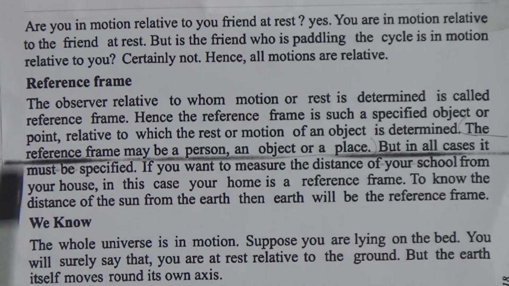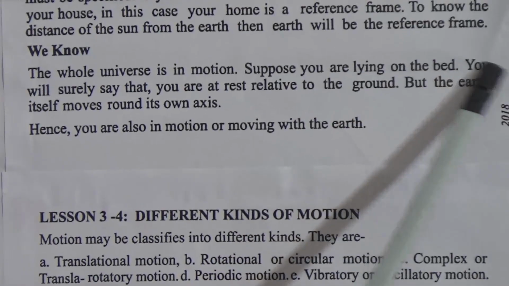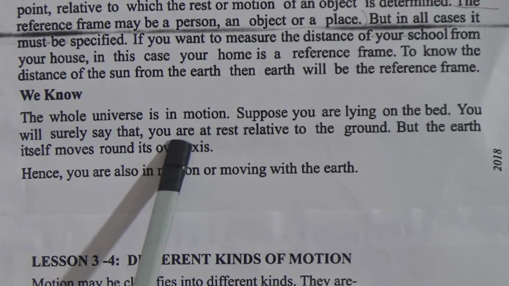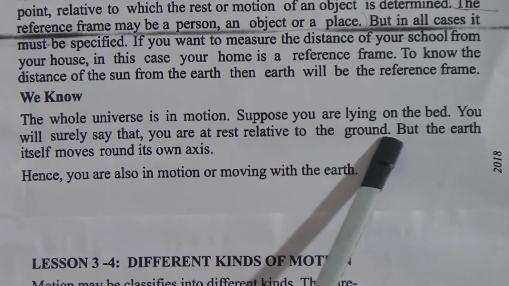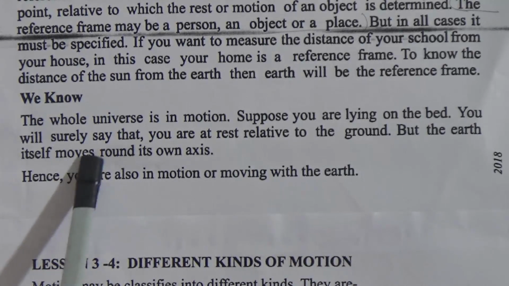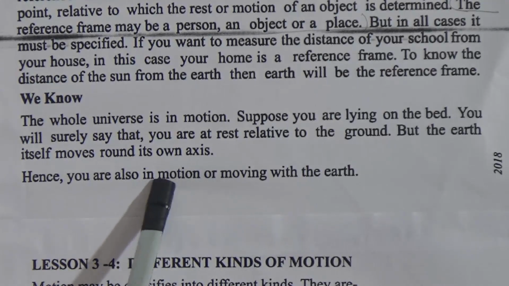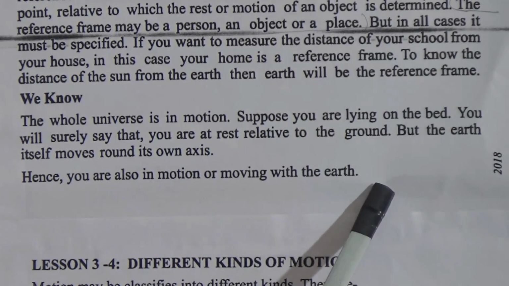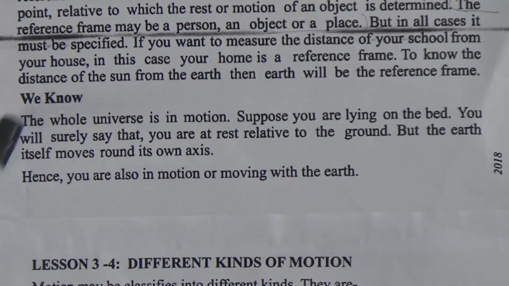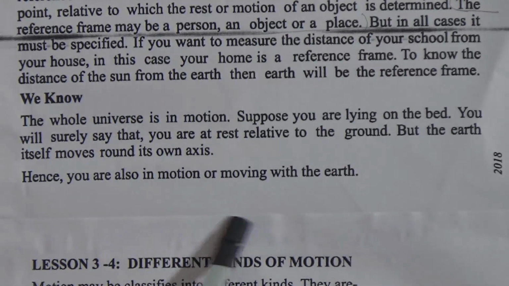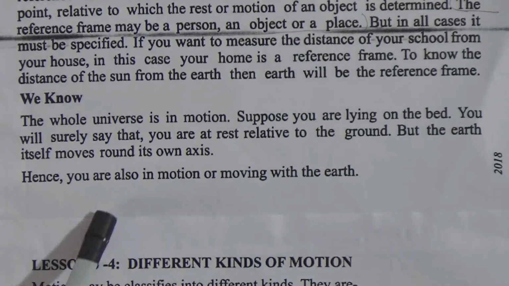Now this is the important point for you. The whole universe is in motion. Suppose you are lying on the bed. You will surely say that you are at rest relative to the ground, but the earth itself moves around its own axis. Hence, you are also in motion, moving with the earth. That means in the universe everything has motion, but when we use some reference frame, at that time we can say that something is at rest and something is in motion.